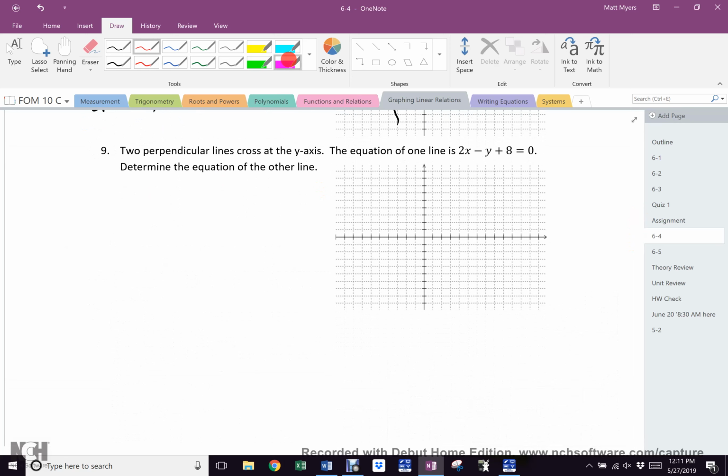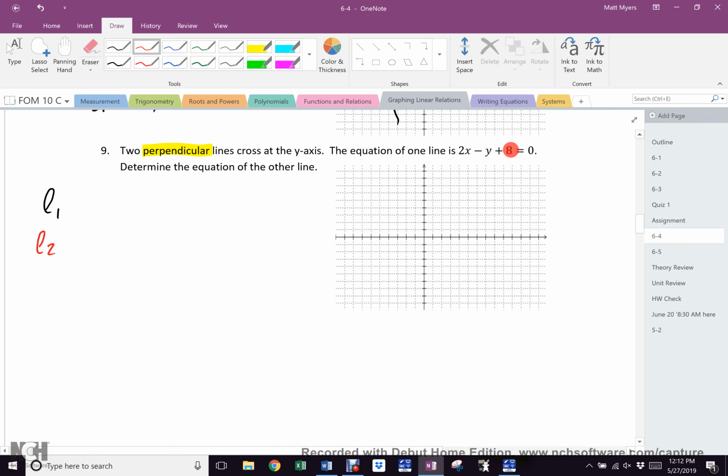Perpendicular lines. That word means something to us. What does it mean? Opposite and reciprocal what? Slopes. So, I have 2 lines. I got line 1, which will be black, and line 2, which is red. What do I know about their slopes?